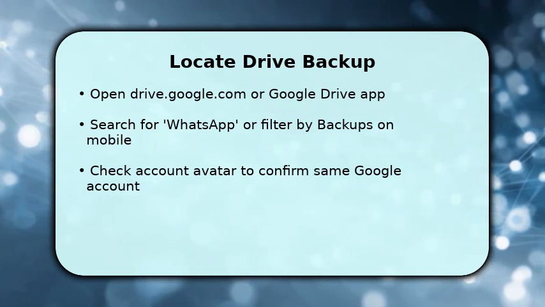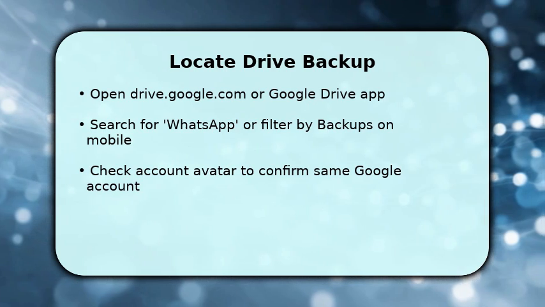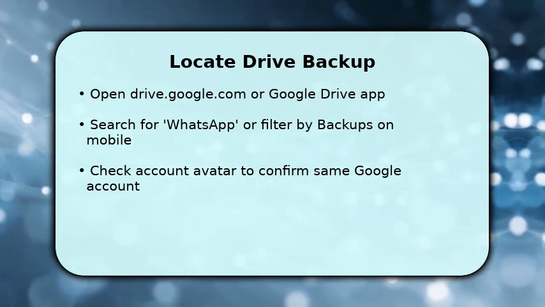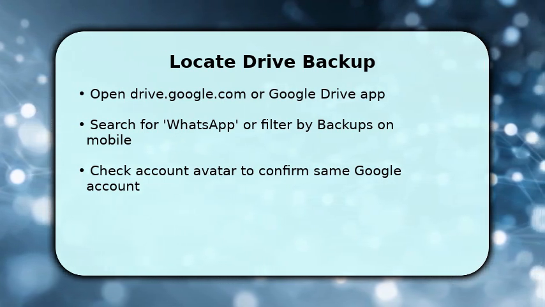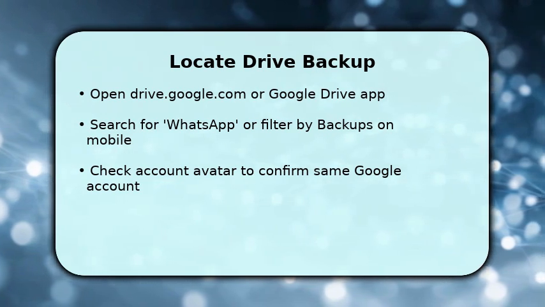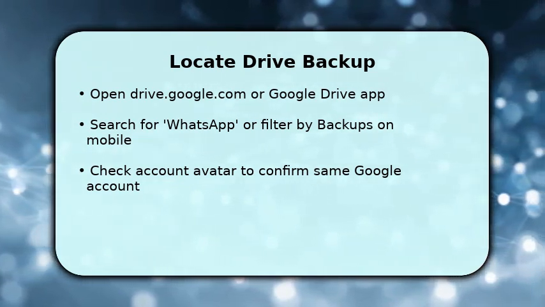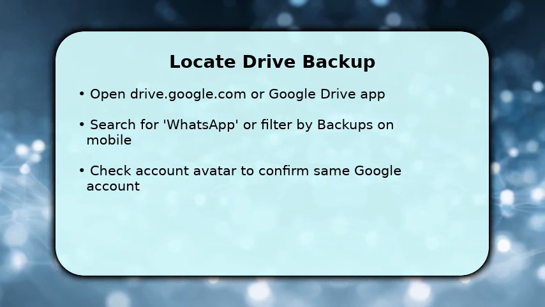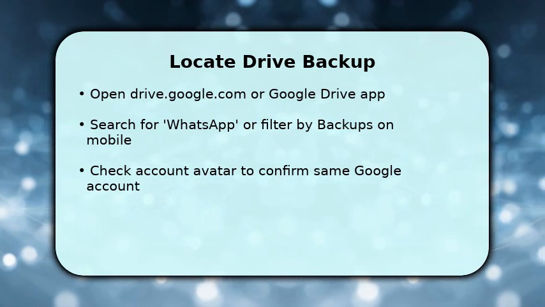Next, you'll confirm the backup exists in Google Drive. Go to drive.google.com on desktop or open the Drive app, tap the menu and choose Backups on mobile. Once there, look for an item named WhatsApp or a WhatsApp Messenger backup. If you don't see it, make sure you're signed into the same Google account you set in WhatsApp and refresh. Understanding this connection explains why restores fail when accounts differ. Restores pull files from that account only.